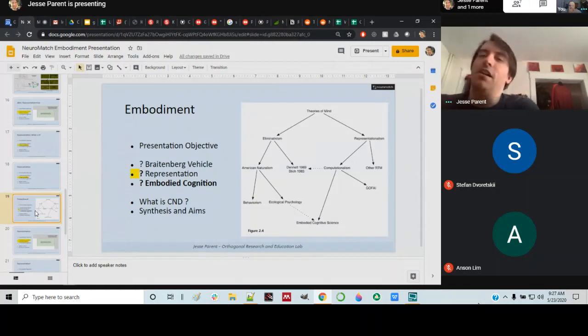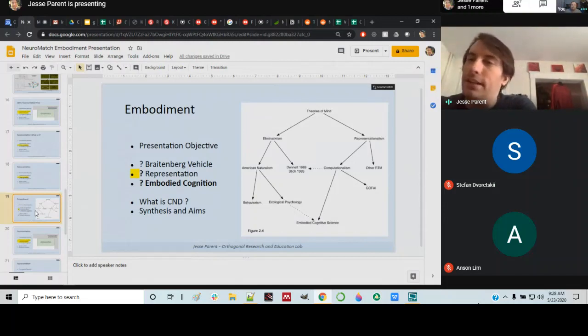But embodied cognition is sort of a movement away from cognition as this purely representational, detached brain in a vat. It's just the mind. The mind itself is this entity that is the only factor in understanding the world around us. It's very mental, it's very cognitive, it's very removed from reality.